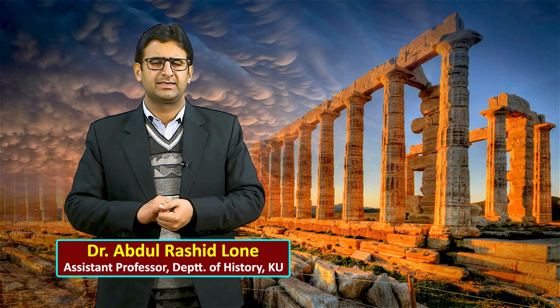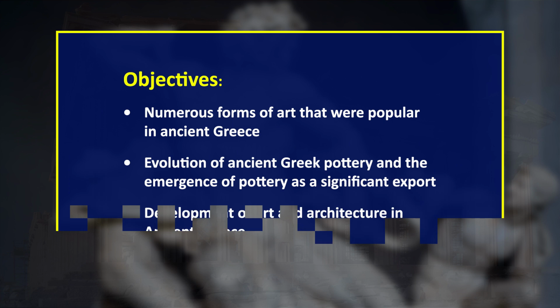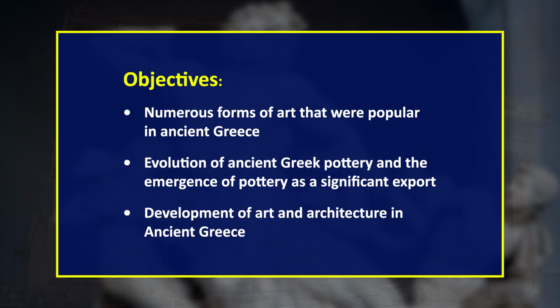The topic of today's lecture is Arts of Ancient Greece. There are certain objectives of today's lecture. To understand the numerous forms of art that were popular in ancient Greece is one of the very important objectives which we will be looking at today. Then to understand the evolution of ancient Greek pottery and the emergence of pottery as a significant export. To understand the development of art and architecture in ancient Greece is the third objective.